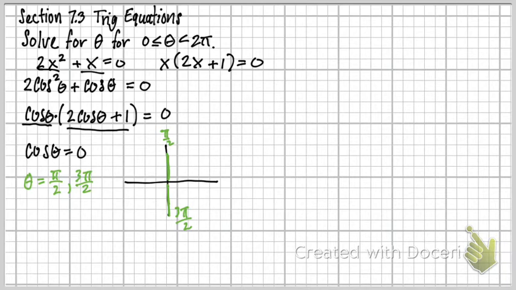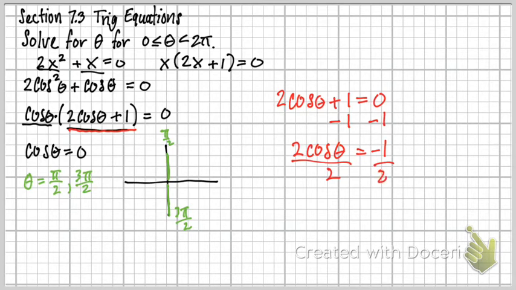Now let's take a look at this next one. I have to think about where this one is 0. So I'm going to write 2 cosine of theta plus 1 equals 0. Then what I want to do next is move the 1 out, so I'm going to subtract 1 from both sides. That's going to be 2 cosine of theta equals -1, and then I'm going to divide by 2. So this is going to be cosine of theta equals -1/2.